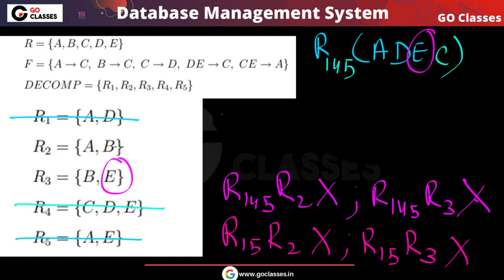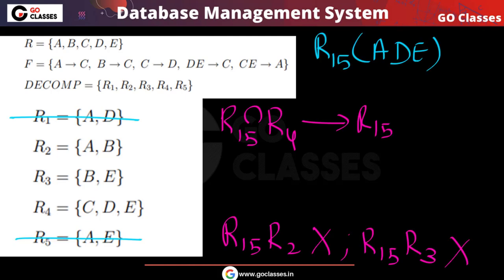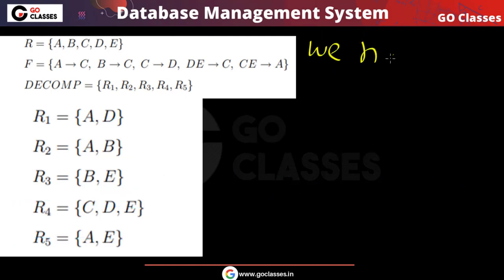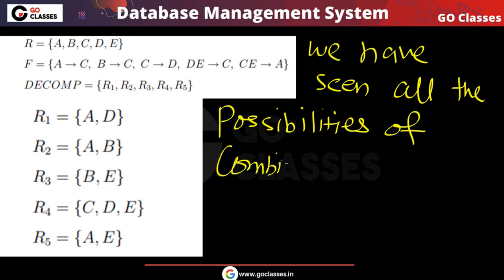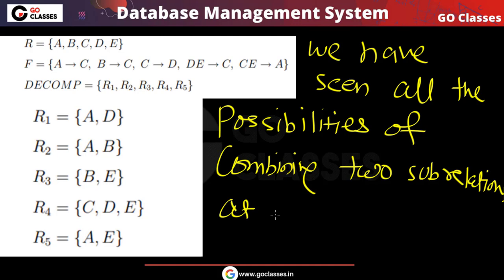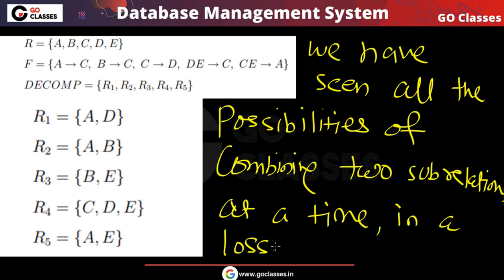So you can notice that now we are stuck. Finally we have seen that, whatever way you go, we have exhausted all the possibilities. We have seen all the possibilities of combining two subrelations at a time in a lossless manner.